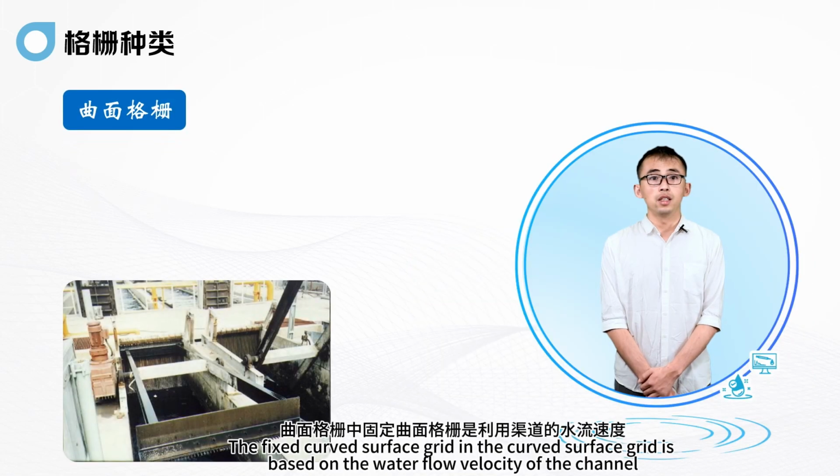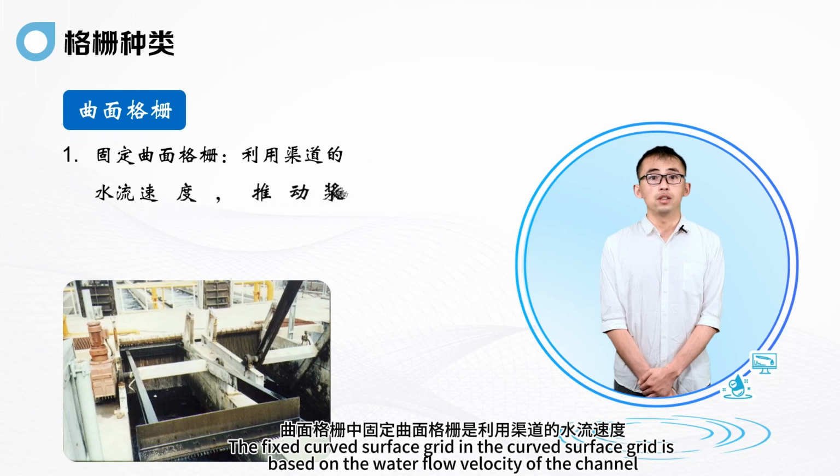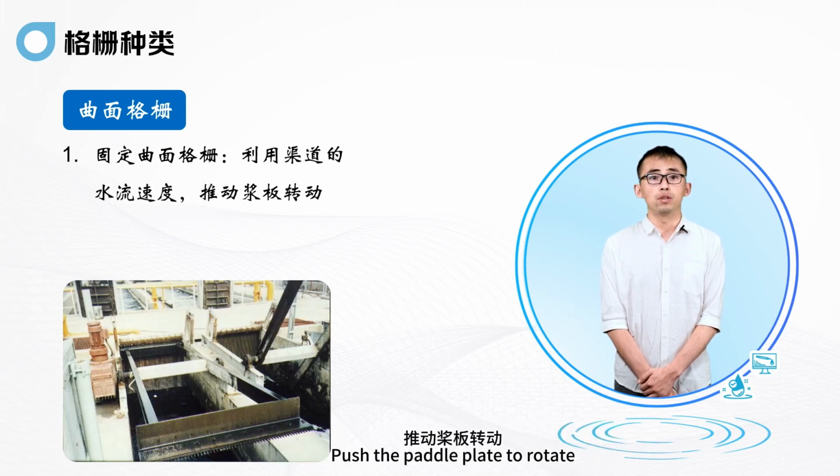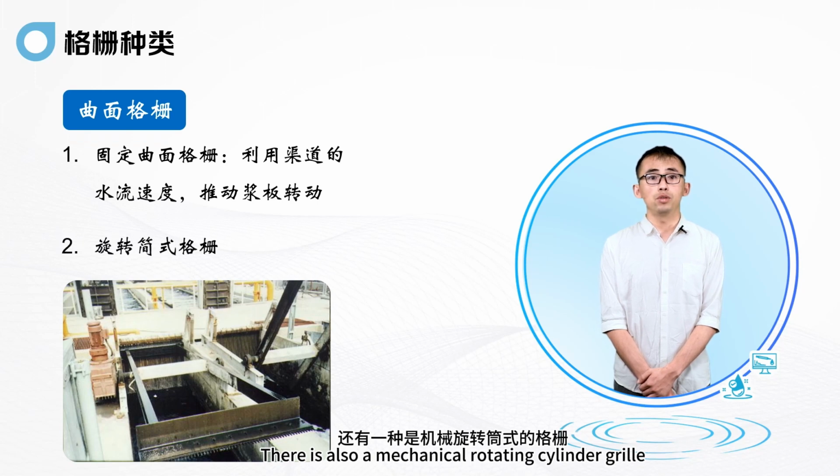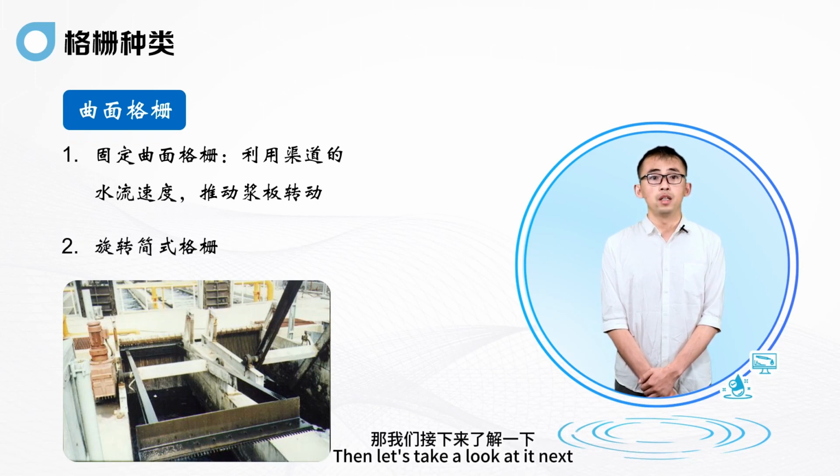The fixed curved surface grid. In the curved surface grid, the paddle plate is pushed to rotate by the water flow velocity of the channel. There is also a mechanical rotating cylinder grill. Then let's take a look at it next.